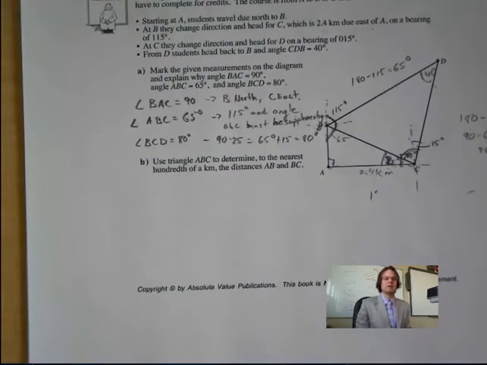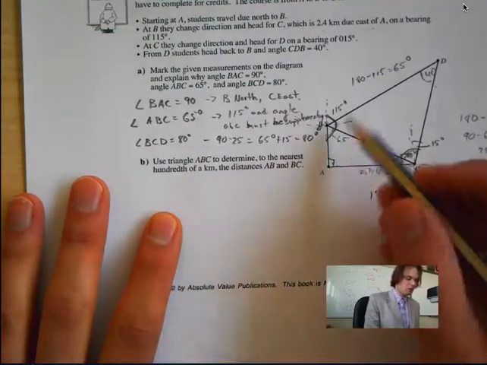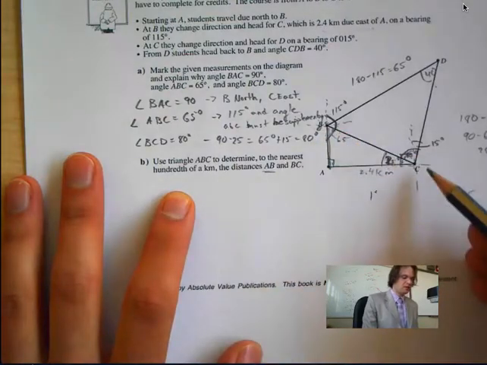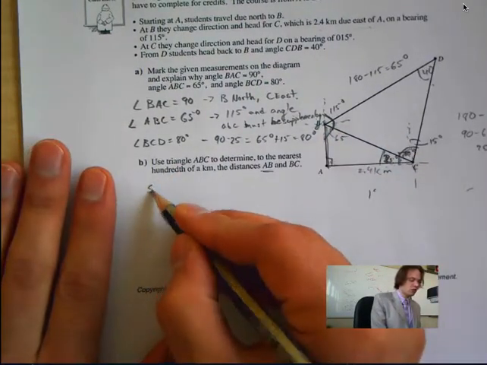Okay, now it says, use triangle ABC to determine, to the nearest hundredth of a kilometer, the distance of AB and BC. So if we were to do this, we know triangle ABC, so we're trying to figure out AB right here and BC. Well, that's pretty simple. This is a right angle triangle, so we could just use SOHCAHTOA.